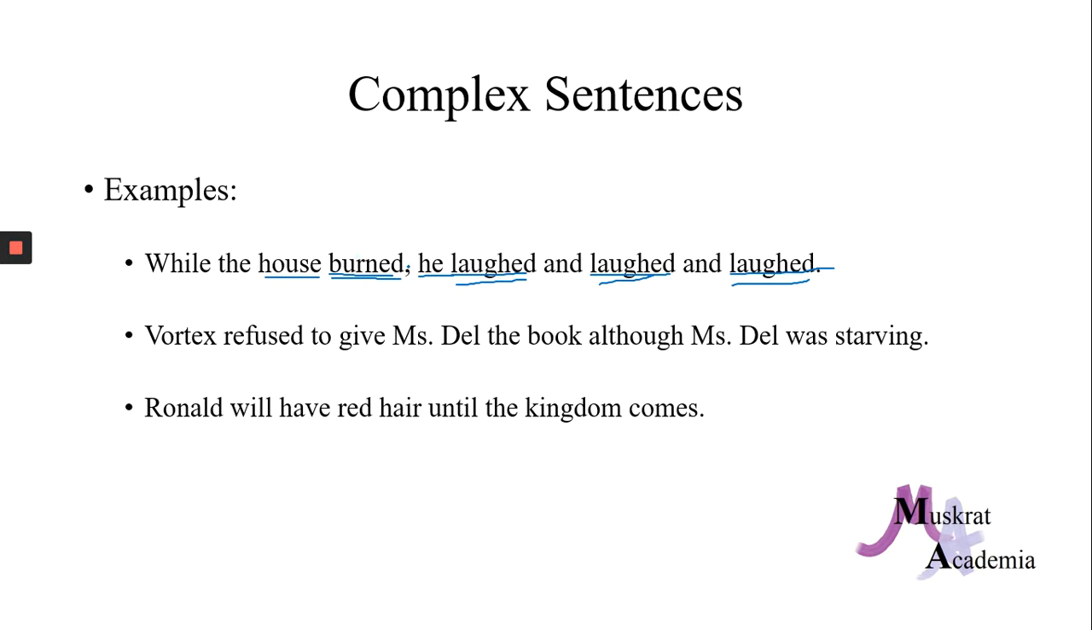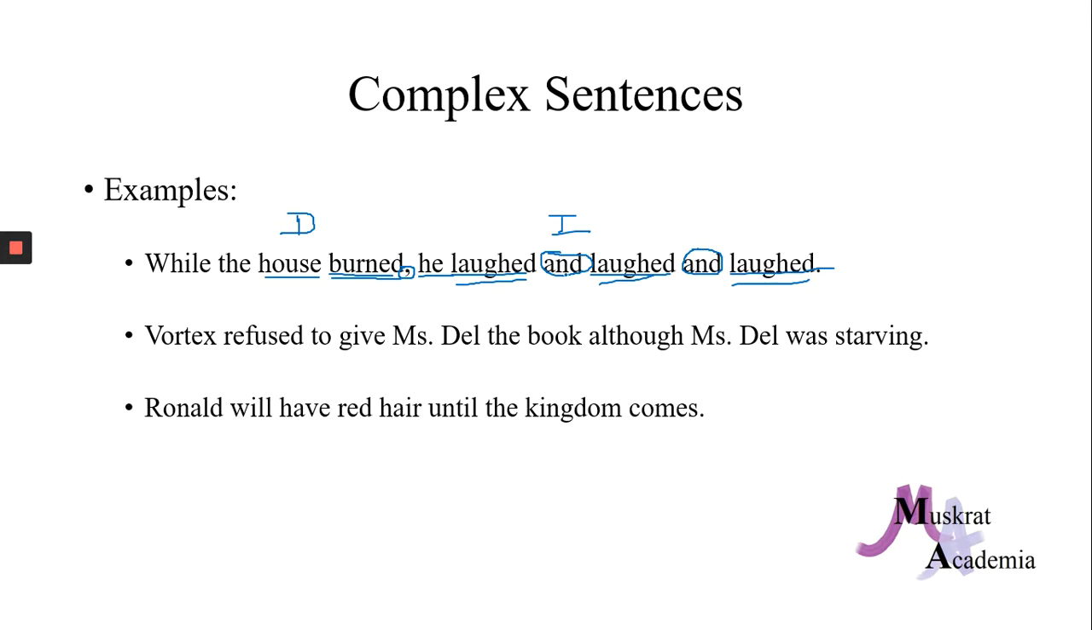So while the house burned, comma. That kind of gives us a hint. While the house burned cannot stand by itself. This is a dependent clause. He laughed and laughed and laughed, which can stand by itself. So we have an independent clause right there. We also have two conjunctions.